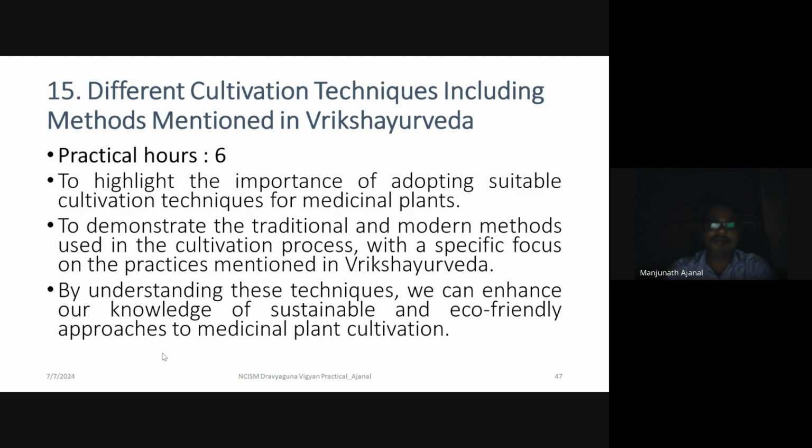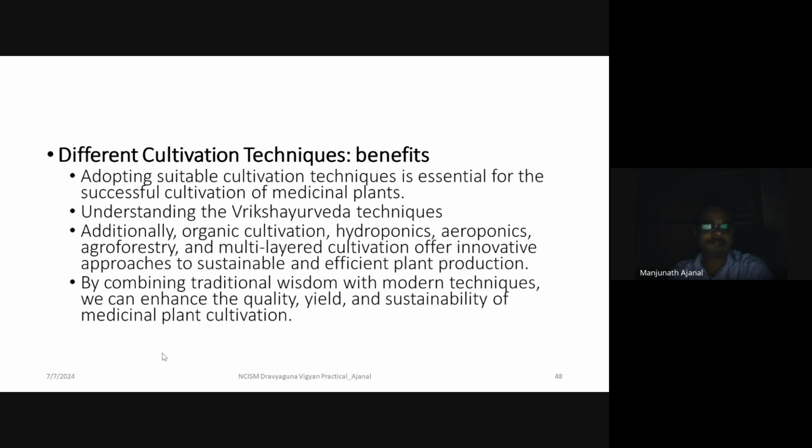Here, to highlight the importance of adopting suitable cultivation techniques for the medicinal plant, the traditional and modern methods used in the cultivation process are demonstrated, with specific focus on practices mentioned in Vrikshayurveda. By understanding these techniques, we can enhance our knowledge of sustainable and eco-friendly approaches to medicinal plants. So the student can learn whether the Vrikshayurveda techniques are better or the modern techniques are better. So they come to know. That has to be demonstrated to the student.